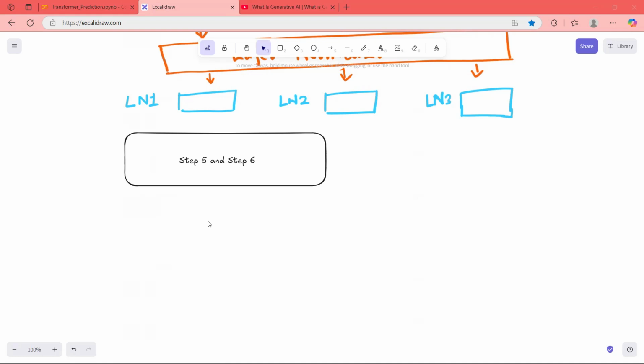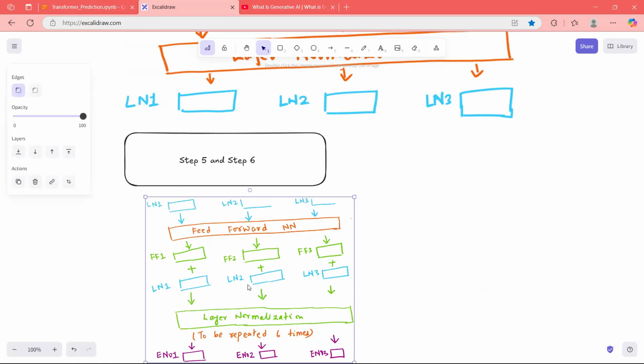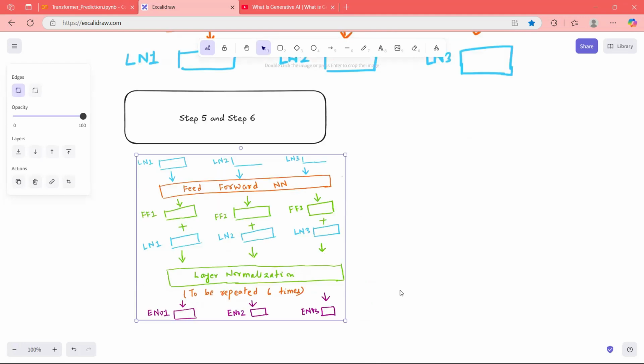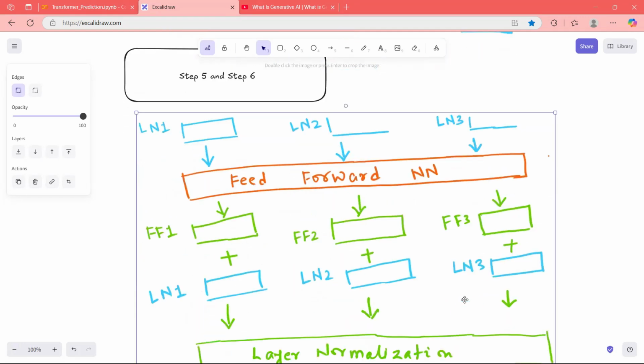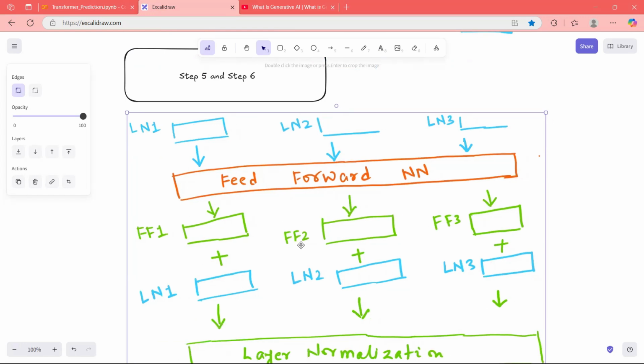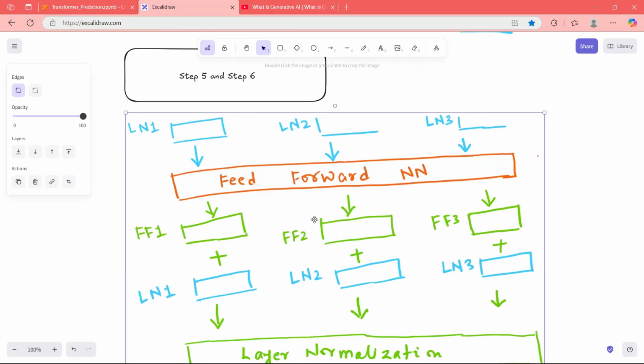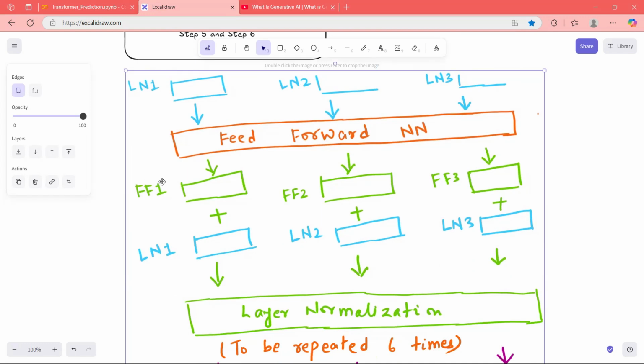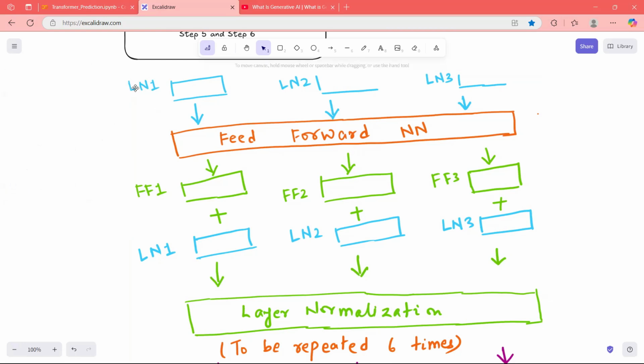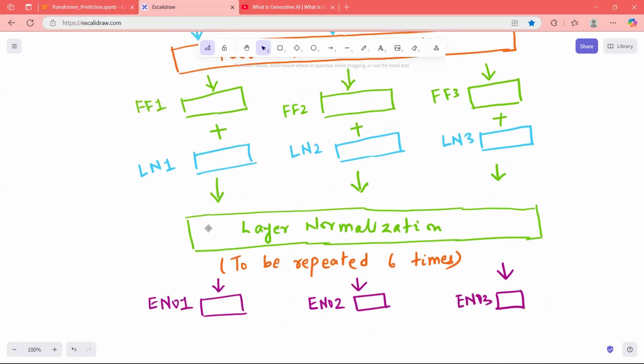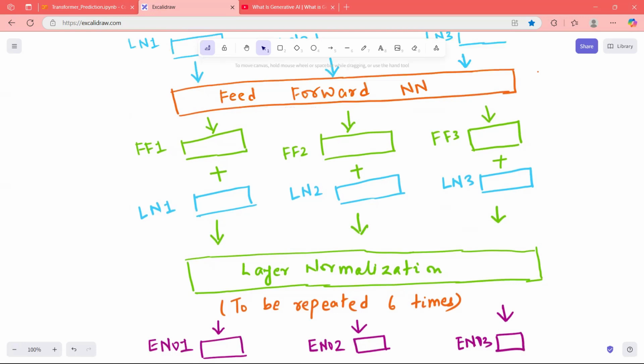Whatever is the output from previous layer will go to a feed forward neural network. So output from previous layer is what? LN1, LN2, LN3, right? So LN1, LN2, LN3 is going to a feed forward layer, and then feed forward 1 output comes, feed forward 2 output comes, feed forward 3 output comes, and the original LN1, LN2, LN3 gets added. Why? Because of layer normalization.